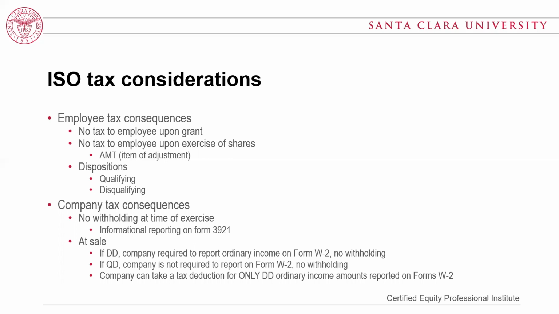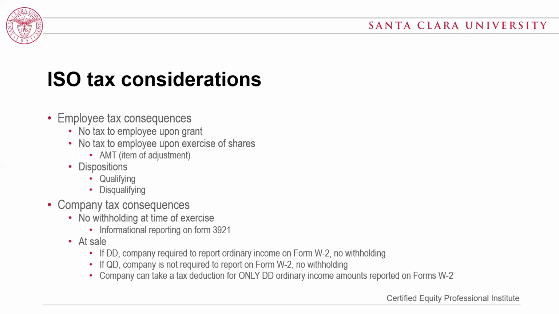So regular tax is not due at exercise. There's no employer reporting. There's no employer withholding when ISOs are exercised. But it's important that the employee know that he or she may owe alternative minimum tax for that year if his or her income is high enough.